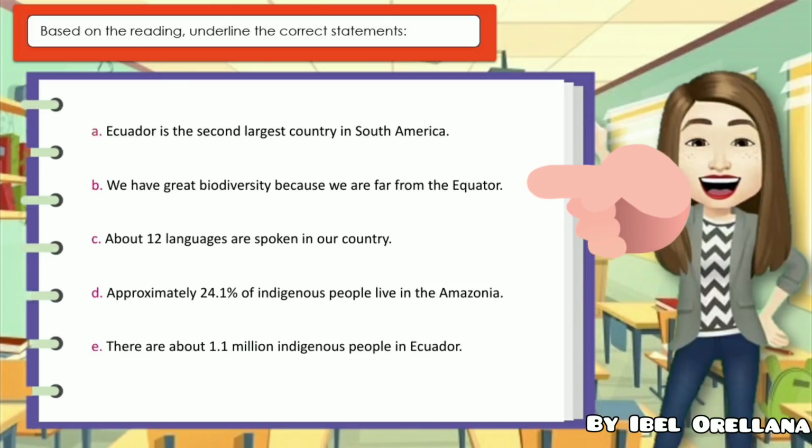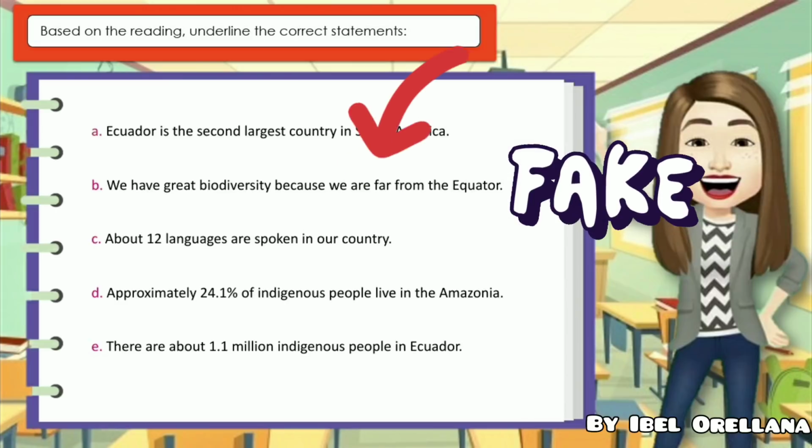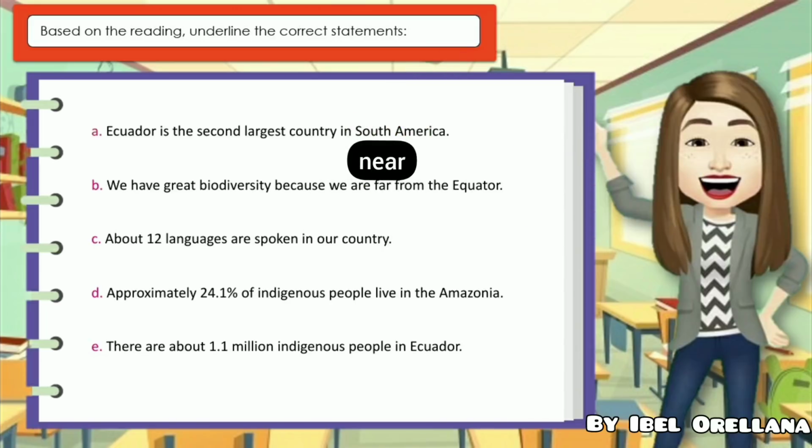B. We have great biodiversity because we are far from the Equator. Nosotros tenemos una gran diversidad debido a que estamos lejos de la línea ecuatorial. This fact is false. Este aspecto es falso. En esta línea nos indica la expresión far. La expresión far nos dice lejano o lejos. El Ecuador realmente se encuentra posicionado en la línea ecuatorial. Es debido a ello su increíble diversidad y belleza de paisajes. Due to the position of Ecuador, our country has incredible biodiversity and wonderful landscapes.